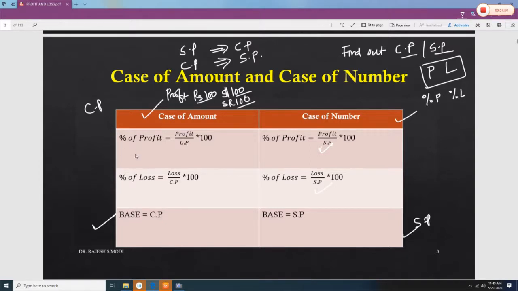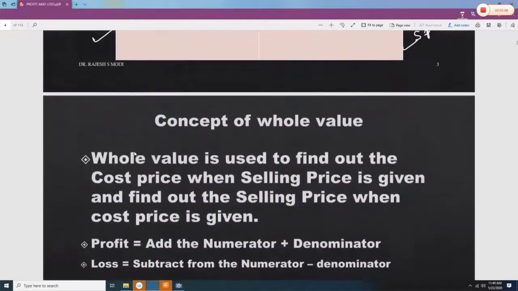So hope you understand. This is the second time I am explaining; the first time I already explained in the percentage chapter. But when we do the examples, you will understand in a much better manner.